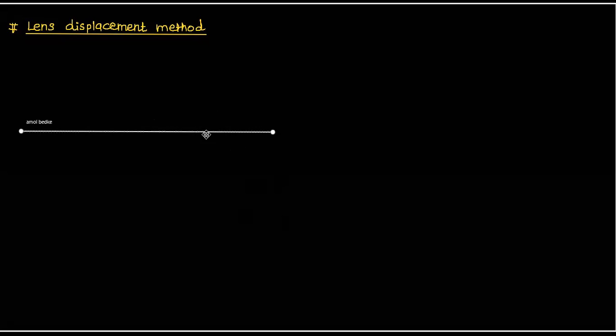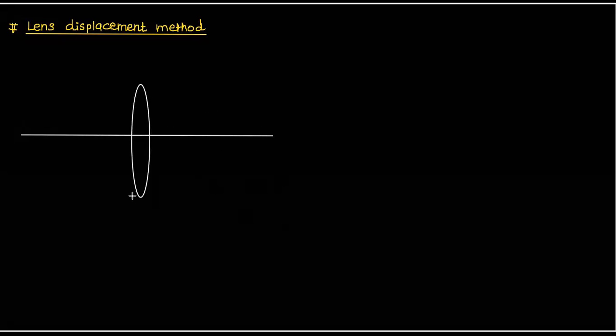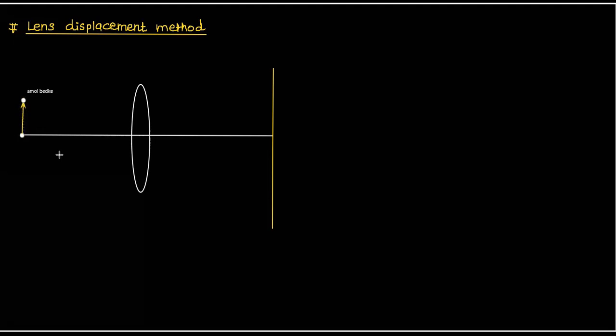So here this is a principal axis and this is a lens. And let us suppose here it is a screen. And now let's keep the object here. This is the object. This one is the lens. And this one is the screen.